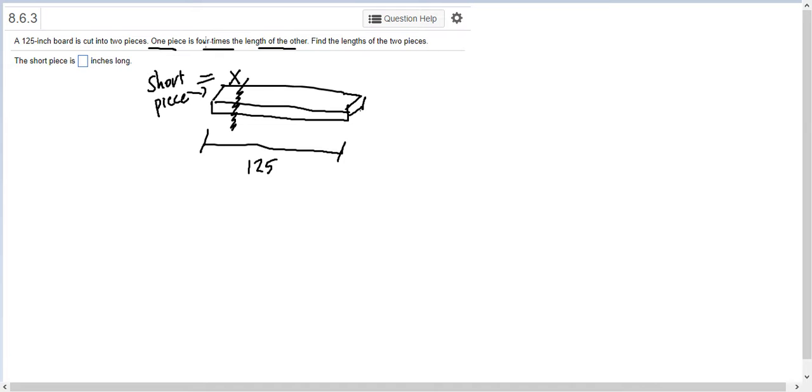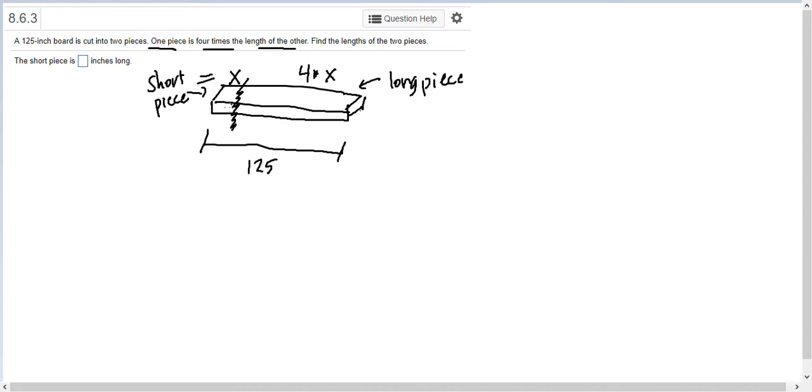So the long piece, one piece, is 4 times the length of the other. All right, so this long piece over here is 4 times as long as the short piece. All right, so the short piece is x, so that means the long piece has to be 4 times x, or 4x. That's the tricky part where people get stuck on this problem, is realizing that if the short piece is x, then the longer piece has to be 4 times x, because it's 4 times the length of the short piece. So it's 4 times x, or 4x.